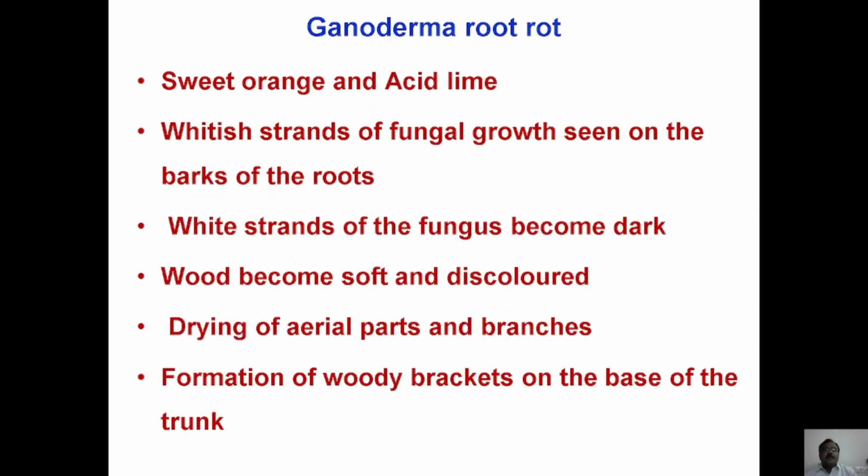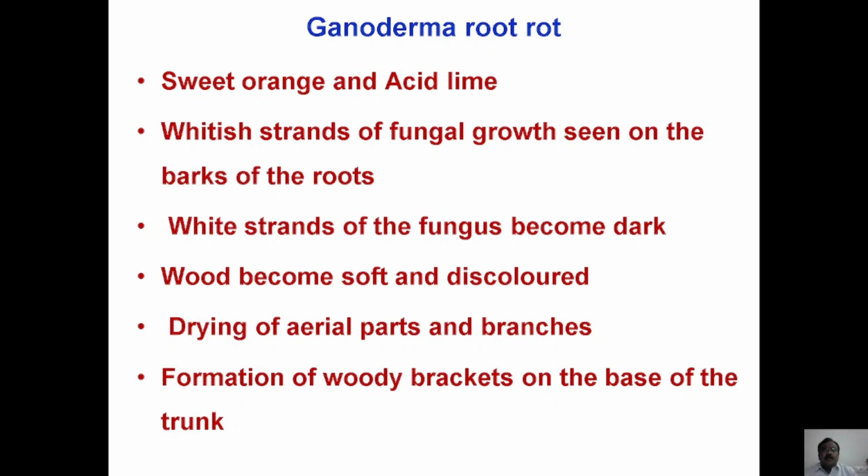the living crop. And then the next one is the Ganoderma root rot, and this disease is very severe, especially in sweet orange and acid lime. It produces white thick mycelial strands or fungal growth on the bark of the roots, and these white strands of the fungi become very dark, and the affected wood becomes soft and discolored, and it ultimately results in drying of the above ground parts and branches.